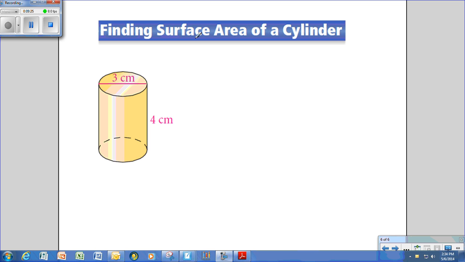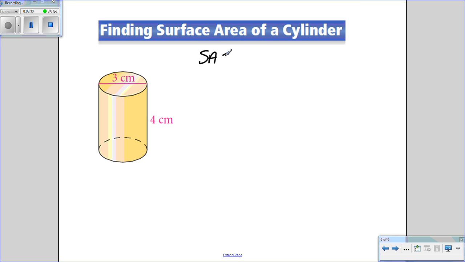Okay, the last example we're going to talk about is finding the surface area of a cylinder. Now this is pretty much the same formula as before. Surface area equals perimeter of the base times the height plus 2 times the area of the base. However, in a cylinder, the bases are always circles, so we can actually define what P is. The perimeter of a circle we call the circumference, which would be 2 pi times the radius, and the height would stay the height.